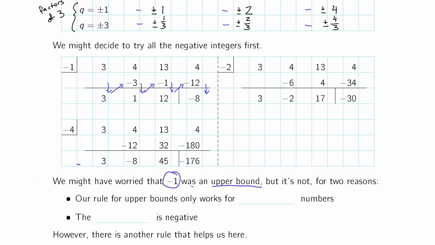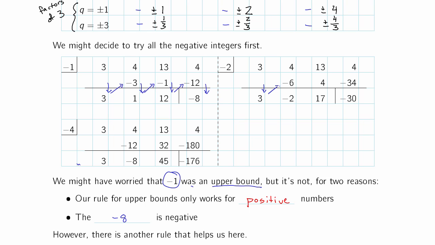But actually that doesn't work for 2 reasons. The most important one, and the one I want to make sure to highlight, is that our upper bound rule can only establish a positive upper bound. And also, the negative 8 was negative. So even if we had been working with a positive number, that remainder being negative still means that we aren't following that upper bound rule. Okay, so we don't have any bounds yet. Let's keep going.